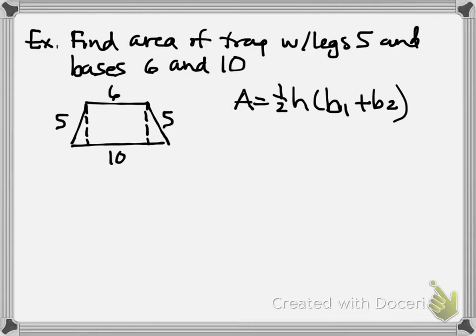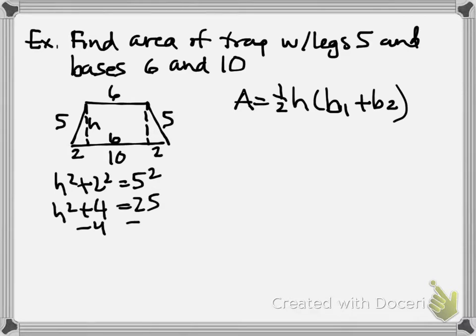Because this is an isosceles trapezoid, this is 6, and these pieces would have to be 2 because everything is equal on the bottom. So I had to split 4 evenly on those 2 little pieces. So the height, I can use the Pythagorean Theorem to solve. So height squared plus 2 squared equals 5 squared. Unfortunately, not a Pythagorean triple. We get height squared equals 21. Take the square root of both sides, and we get the height is square root of 21.